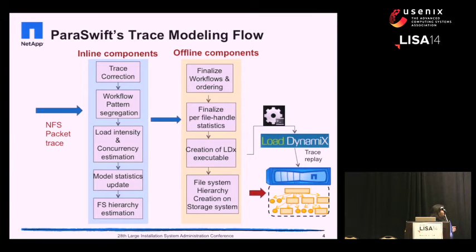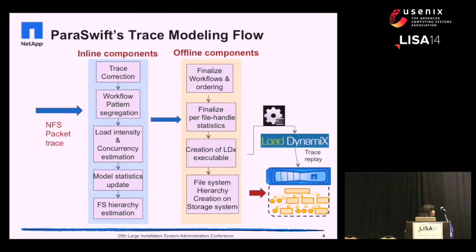So this is what we call the workflow. We heuristically estimate which files or file handles are part of a workflow and which are not. Also we look at the intensities of the various clients you saw in the trace, the concurrency level of the clients, that is how many different clients, and how fast each client was in each trace.